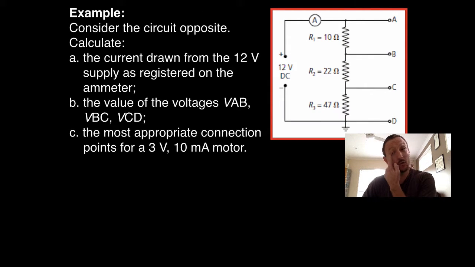Okay, so let's have a look at a simple resistance scenario. We've got 3 resistors in series, and we've got a 12 volt DC supply coming out. We've got an ammeter going in series, as they always are, and then we're looking at AB, BC, and CD, what the voltage is across each of the resistors. So basically, the first question asks us the current drawn from the 12 volt supply is registered on the ammeter. We've got to calculate what it is. We've got to calculate the value of the voltages VAB, VBC, VCD, and then we've also got to work out what would be the appropriate connection for 3 volts of a 10 milliamp motor.